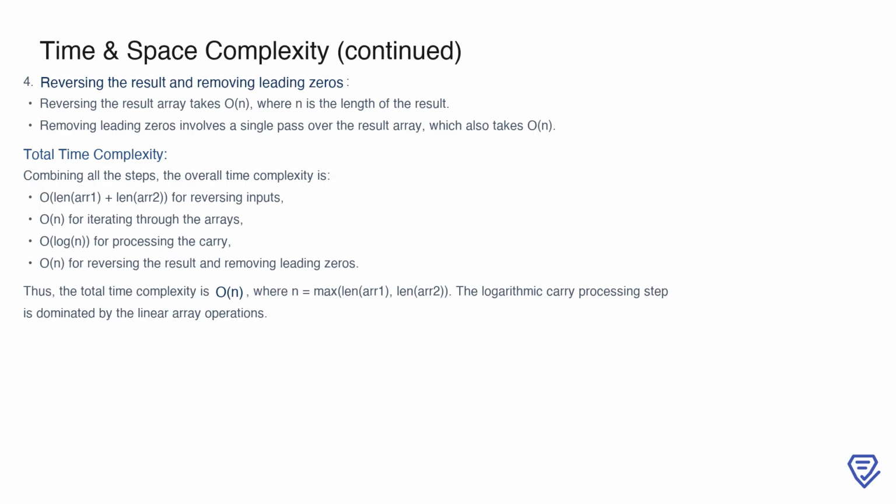To summarize the total time complexity, we sum all the steps. Reversing the input arrays contributes O(len(ARR1) + len(ARR2)), iterating through the arrays is O(n), processing the carry is O(log n), and handling the result adds another O(n). Since the logarithmic carry processing is dominated by the linear operations, the total time complexity simplifies to O(n), where n is the maximum length of the two input arrays.